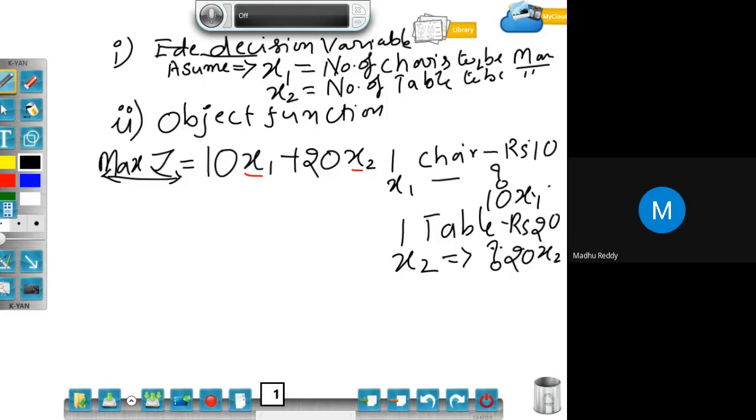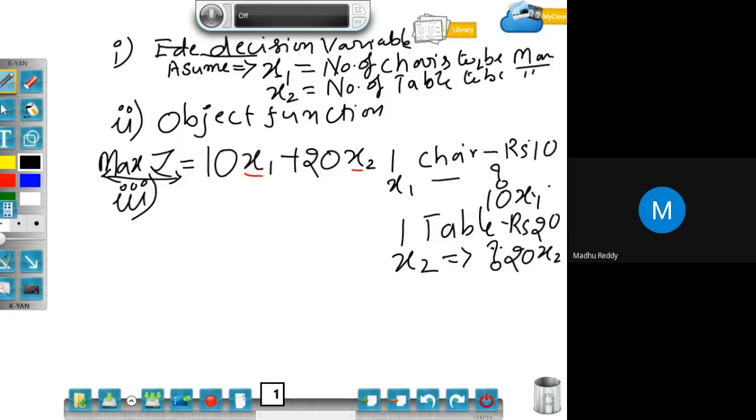The problem has been given in the form of a sentence, so we are converting it into the linear equation format. In that format the profit function will be max z equal to 10x1 plus 20x2. How did this come? From one chair you get 10 rupees of profit. We assumed the total number of chairs to be manufactured is x1 and x2 is the total number of tables. That is the reason we got 10x1 and 20x2. So max z equal to 10x1 plus 20x2. We have specified the objective function.